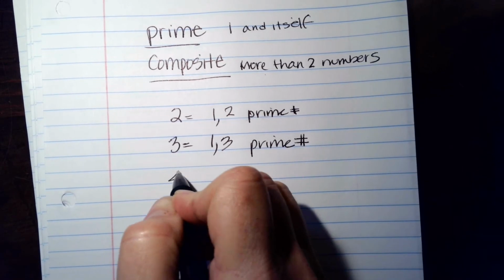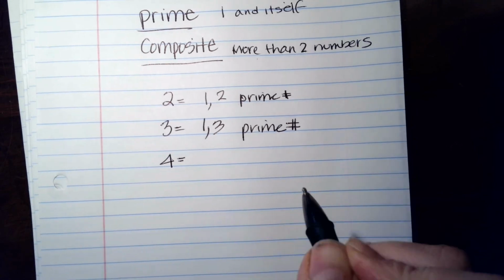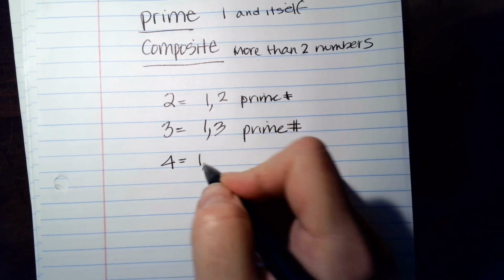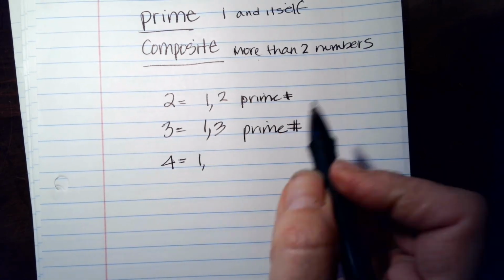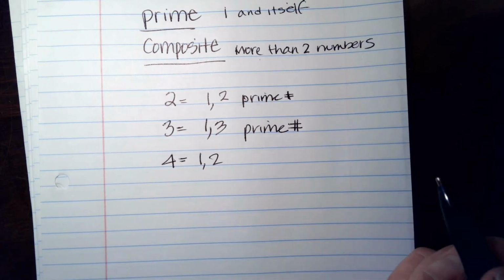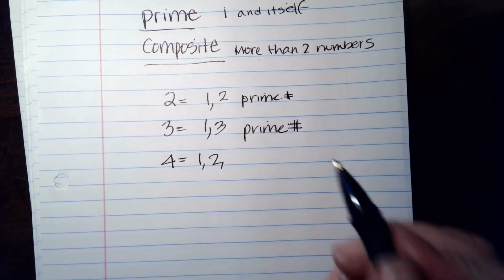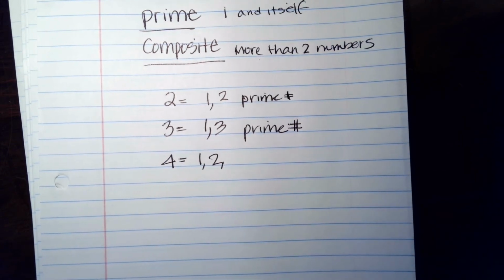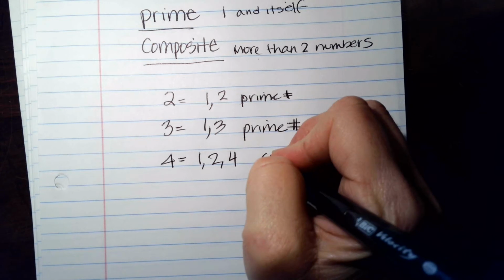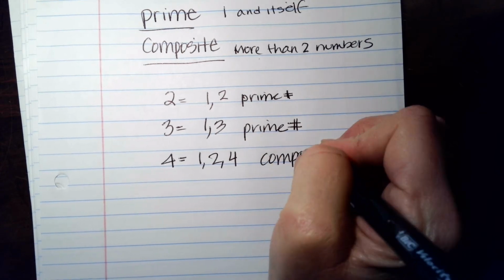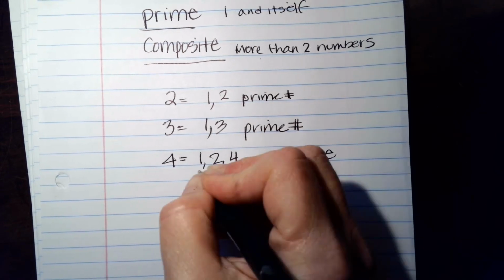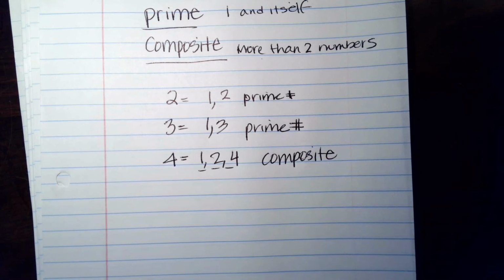Let's check the number 4. Does 1 divide into it evenly? Yes. Does 2 divide into it evenly? Yes. Does 3 divide into it evenly? No. Does 4 divide into it evenly? Yes. So this is an example of a composite number because it has more than 2 factors.